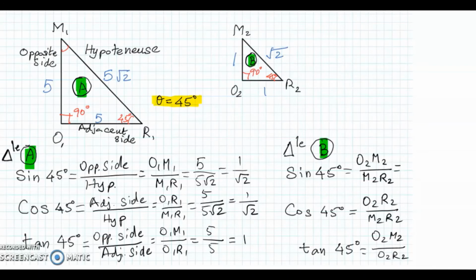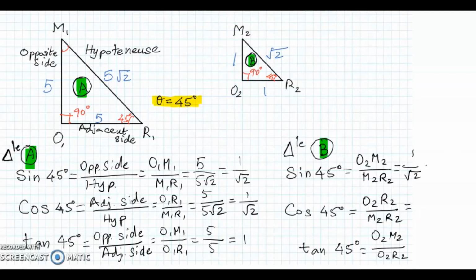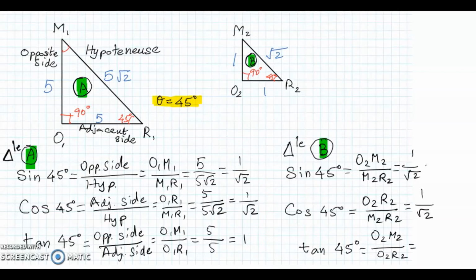Let's put the actual values now. What is O2 M2? O2 M2 is 1. And M2 R2 is root 2. And let's go to cos 45. For cos 45, O2 R2 is 1 and M2 R2 is root 2. And the last, tan 45: O2 M2 is equal to 1 and O2 R2 is equal to 1, and you get this as 1.